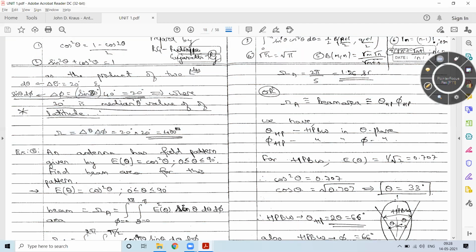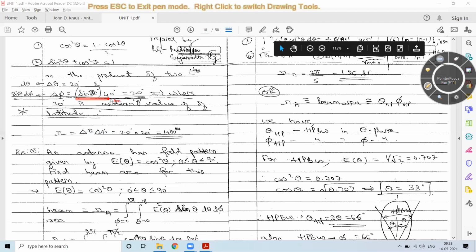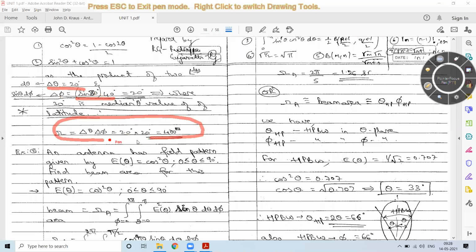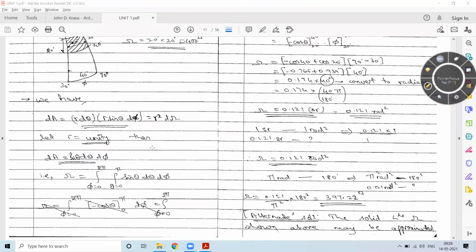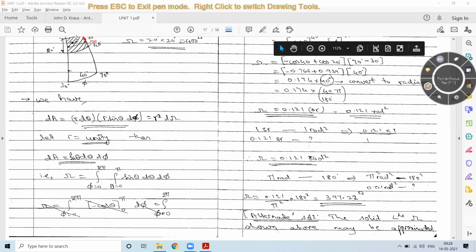So indirectly the multiplication is what we are speaking of here: sine theta d theta d phi. When I obtain that overall result, I'll get this value. So this is coming around 400 square degrees. So there is another way of obtaining the solid angle. Now that is the overall solid angle which is subtended by this.